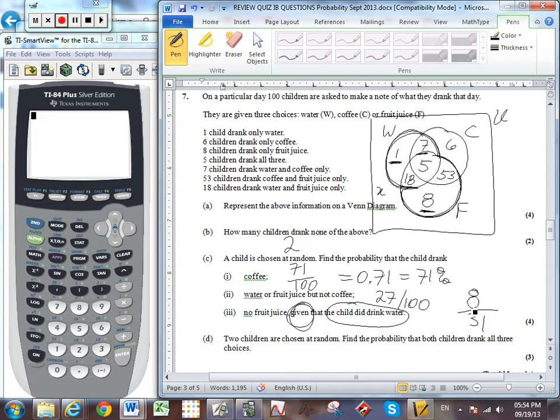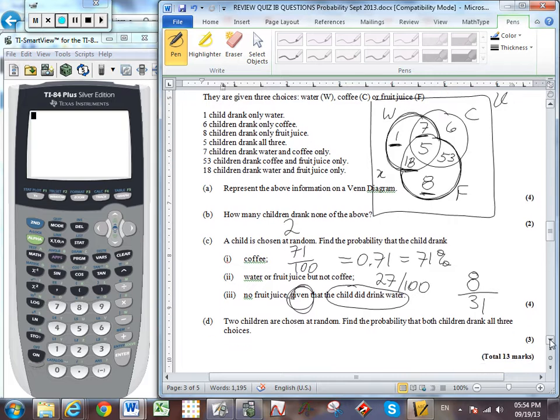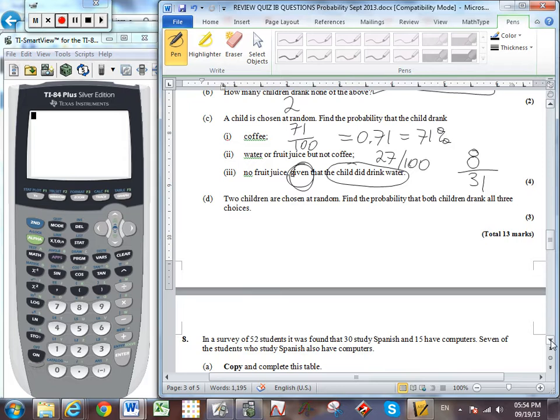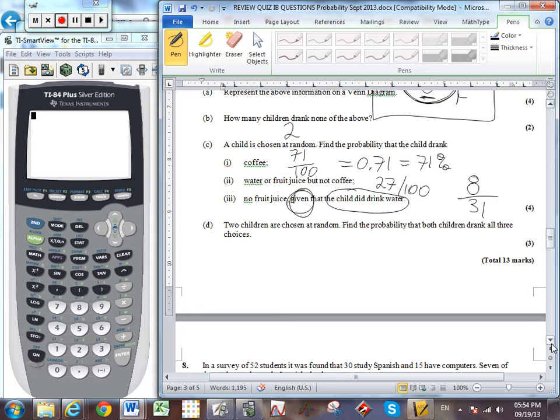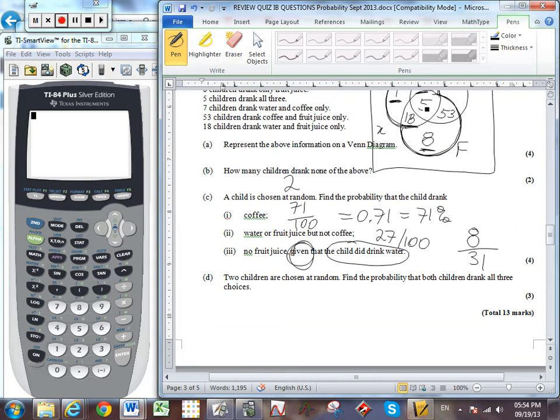Alright, part D. 2 children are chosen at random. Find the probability that both children drank all 3 choices. Now, selecting 2 things is the same thing as selecting 1 thing followed by selecting a second thing without replacing the first. So, how many children drank all 3 choices? Well, let's choose the first child first. There is a chance, 5 out of 100, that that first kid that you chose is one of your 5 who likes everything. Now that that kid has been selected, and you're not putting him back because you're selecting a second child, there's only 4 kids left who like everything, and you don't have 100 kids in there anymore. There's only 99 kids left to choose from.